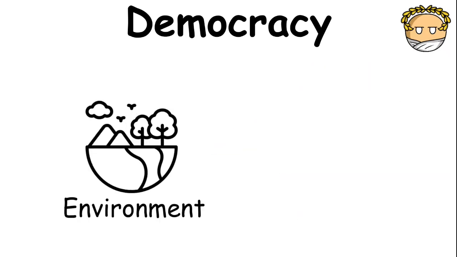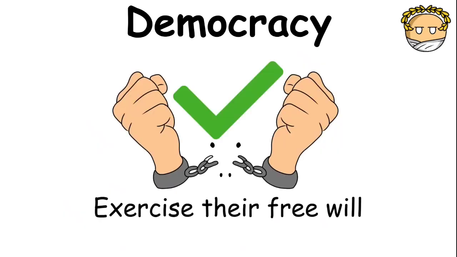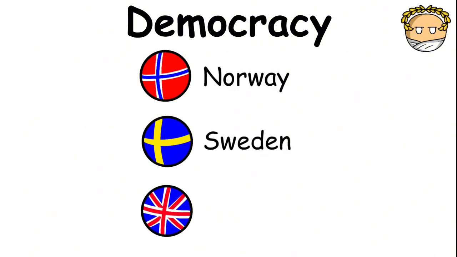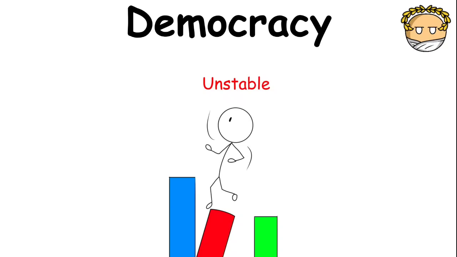It also provides an environment wherein fundamental human rights are respected and the people are allowed to exercise their free will. Some of the most democratic countries in the world include Norway, Sweden, and New Zealand. However, the problem in a democratic country is that it can be too unstable due to constant leadership changes.